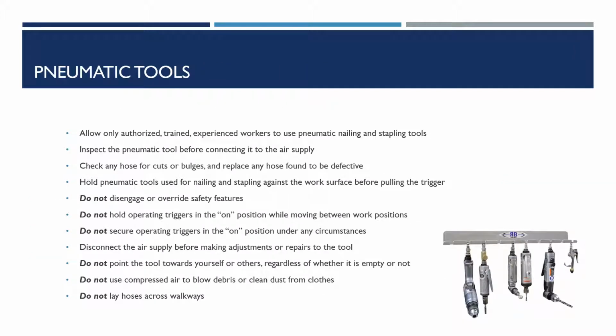Pneumatic tools. Allow only authorized, trained, experienced workers to use pneumatic nailing and stapling tools. Inspect a pneumatic tool before connecting it to the air supply. Check any hose for cuts or bulges and replace any hose found to be defective. Hold pneumatic tools used for nailing and stapling against the work surface before pulling the trigger. Do not disengage or override safety features. Do not hold operating triggers in the on position while moving between work positions. Do not secure operating triggers in the on position under any circumstance.